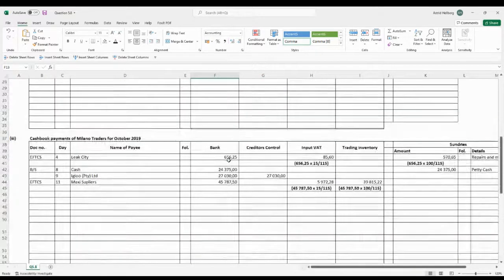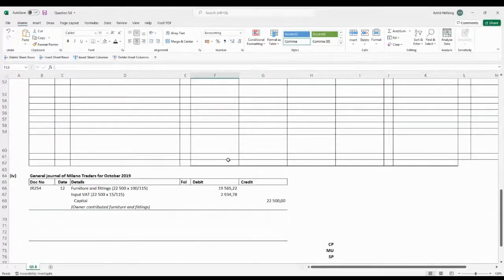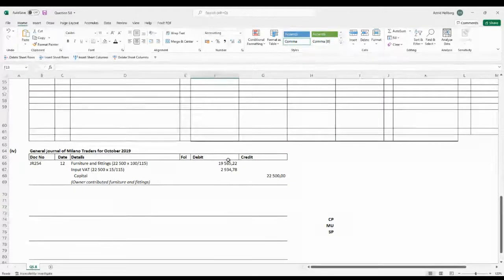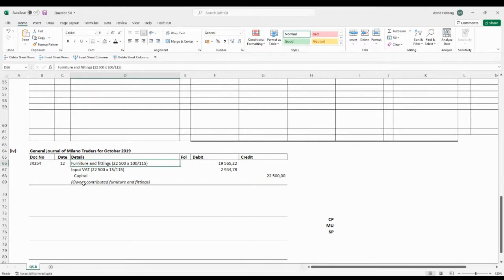Okay, so if we go back to the goods that the owner contributed. We said it's furniture and fittings because of the fact that it's not cash. It would be under our general journal. But furniture and fittings would be the amount excluding VAT, okay?